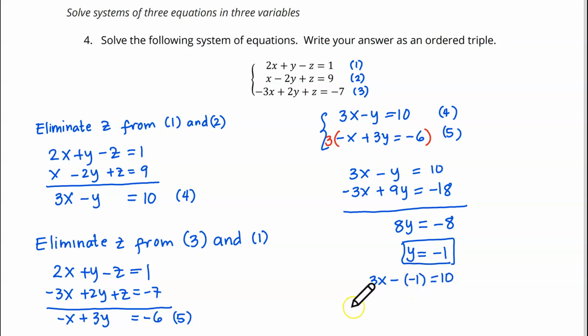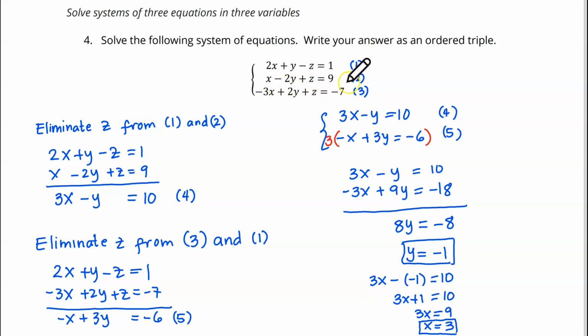This becomes 3x plus 1 equals 10. Transpose 1 on the other side of the equation. You have 3x equals 9. Divide both sides by 3. You have x equals 3. So we now have the value for x, and that is equal to 3. And then we plug in these two values here to one of the equations in the original given.